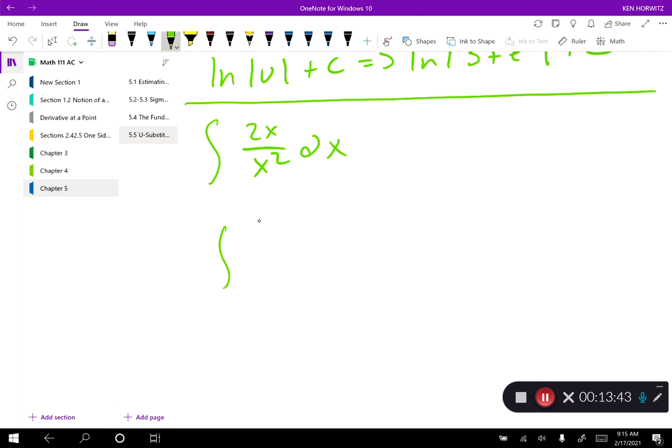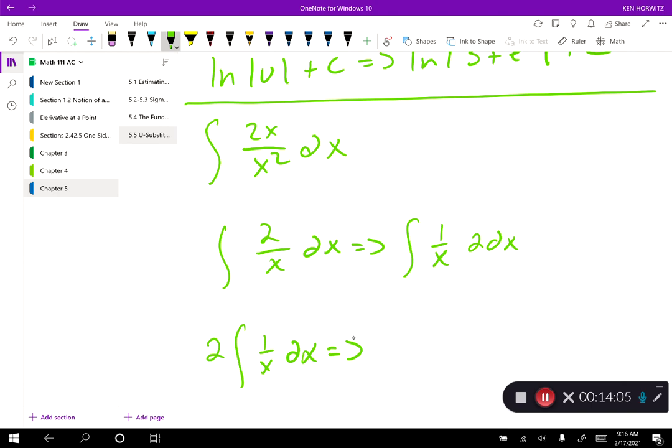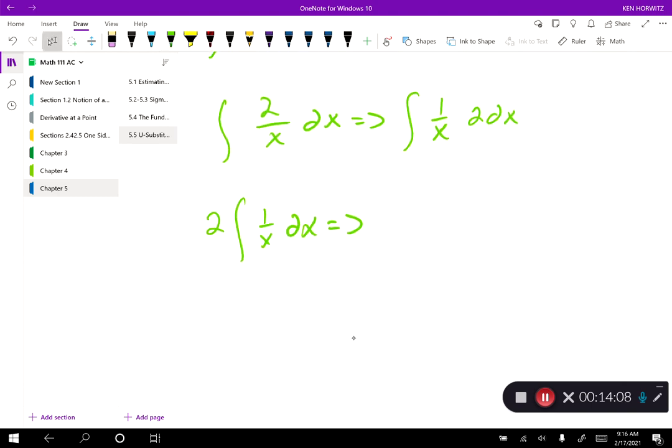So I have the integral of 2 over x dx, which is the integral of 1 over x times 2 dx. Now, the 2 is a constant, so if I put the 2 out here and I go 1 over x times dx, what did we say in the last one? The integral of 1 over x, ask yourself the question, what function has a derivative of 1 over x? And what we know that to be is ln x. So 2 ln x plus c.